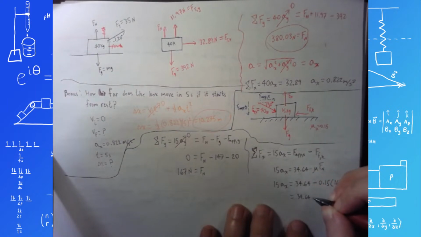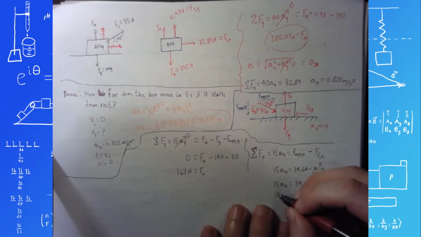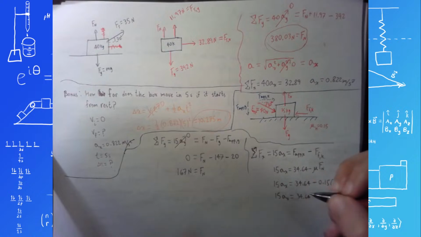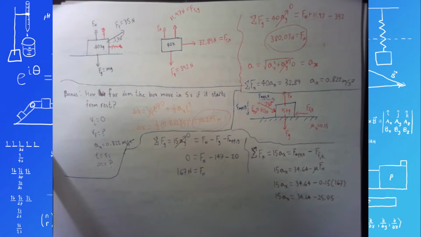34.64 minus 25.05 is 15 acceleration in x. Okay. 34.64 minus 25.05 is 9.59.